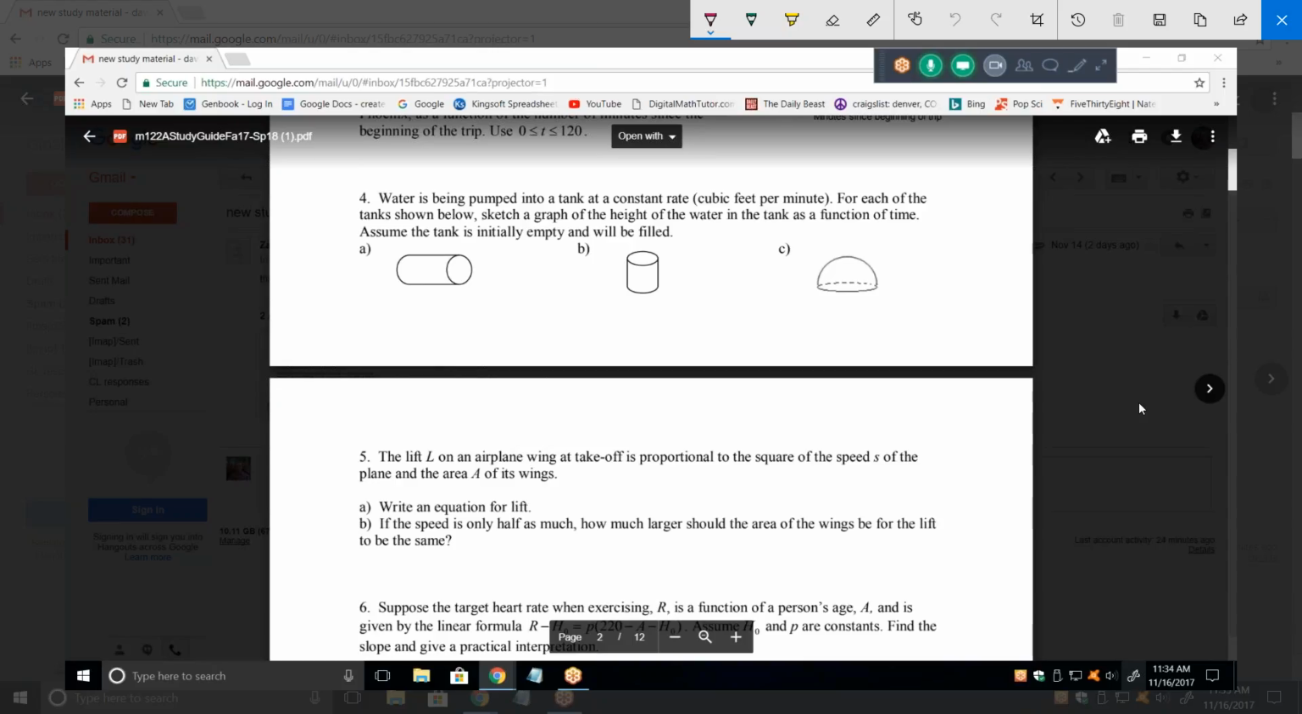All right. What do we need to know to answer this question? We need to know the area of... not the area, the volume. And the key is right there: cubic feet per minute. That is a measure of volume.